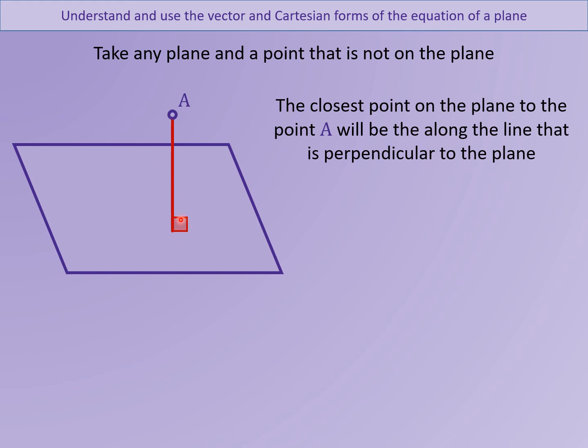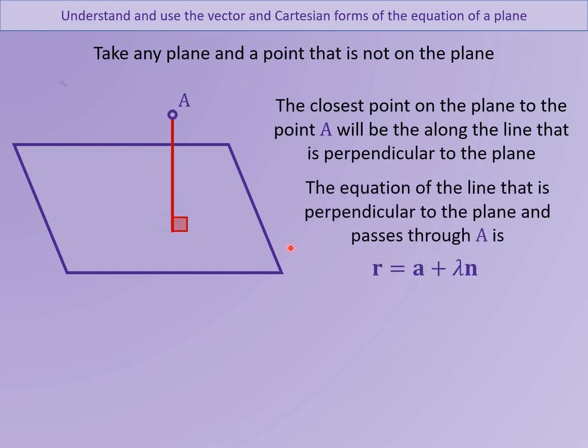Now what you should notice is actually, because this is 90 degrees going straight up from the plane, it's to do with the normal vector. The equation of the line, which we've got just there, which passes through the plane and through A, can be written down as A, which is just a point.